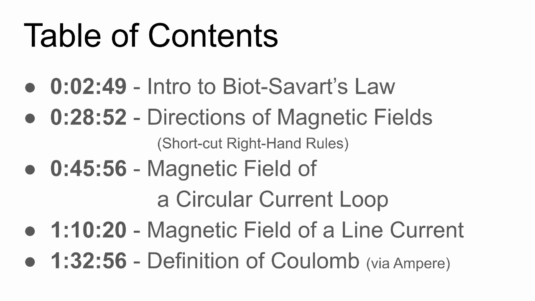This intuition is captured in the shortcut right-hand rules that we cover as we look at the directions of magnetic fields for a straight line of current and a loop of current. We take some time to derive the magnetic fields due to circular current loop, which you will see applied in a couple different contexts in this class, and due to a long straight line current, which we will do again as an example of Ampere's law application. Finally, in the remaining time, we cover some science trivia about how basic SI units are defined.